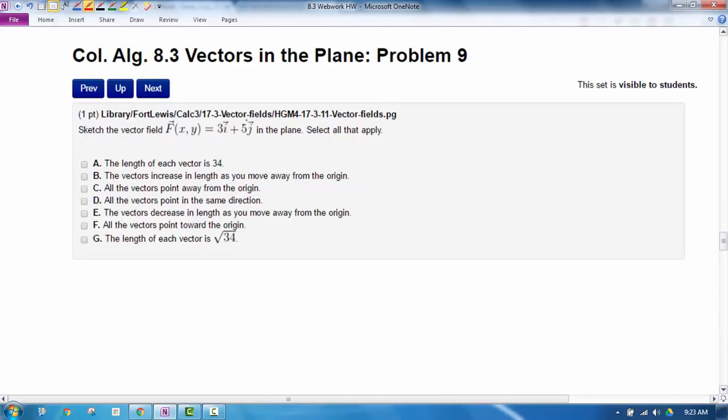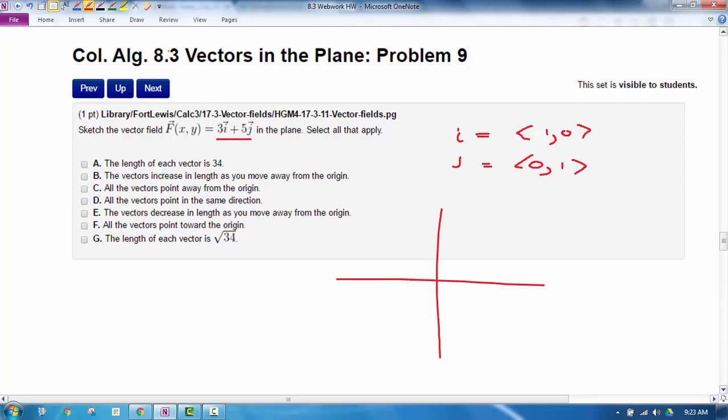Okay, the next problem gives us this vector 3i plus 5j. Now you might not be familiar with i and j, but i is the unit vector that goes over 1, up 0, and j is the unit vector that goes over 0, up 1. So to graph those, i is just this little vector here that goes over 1 unit, and j is just this little vector here that goes up 1. So you can rewrite things in terms of i and j. Let me show you how this works.